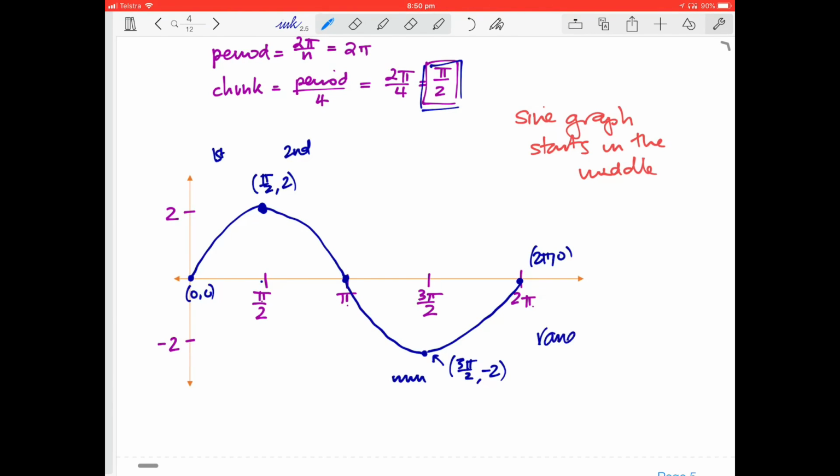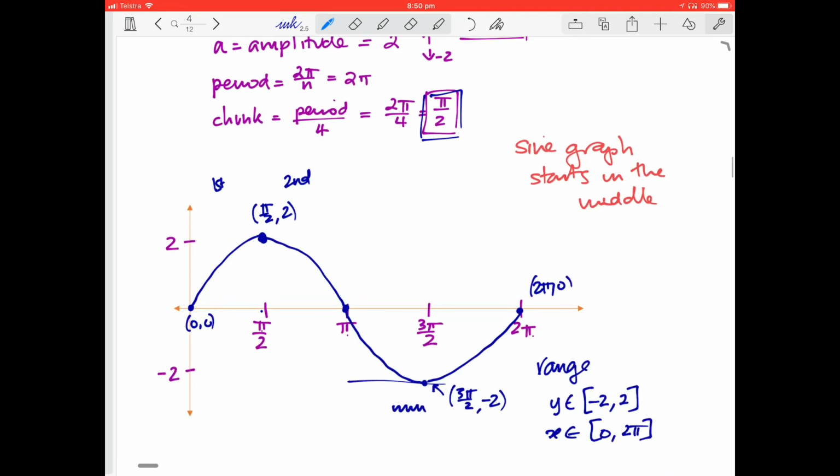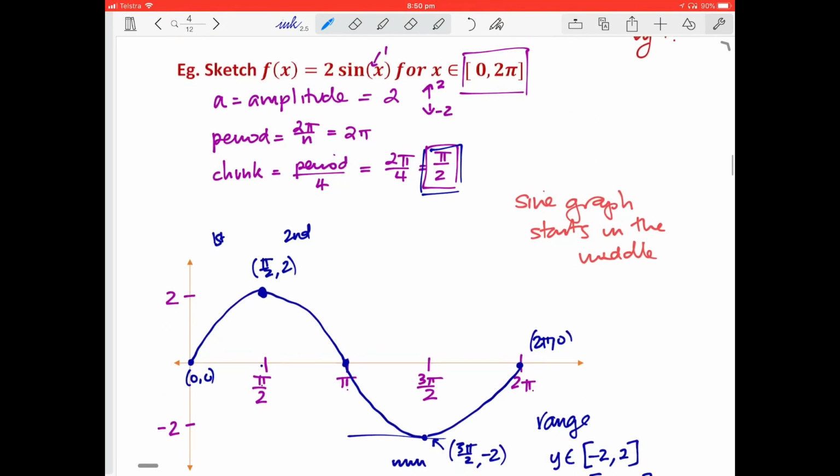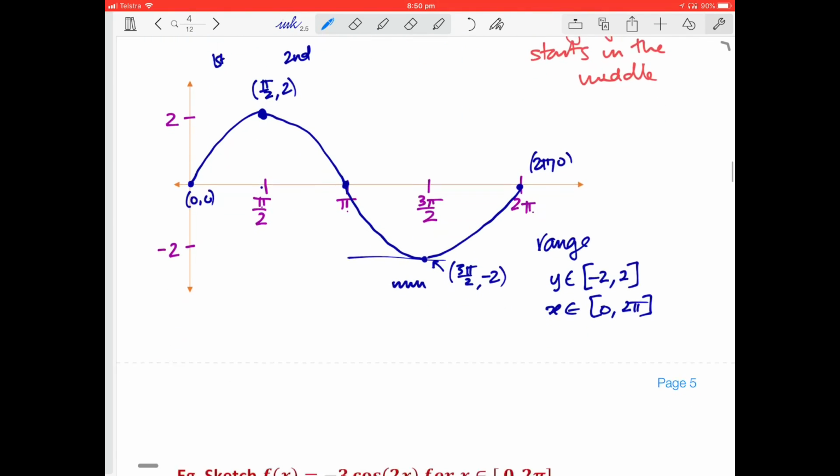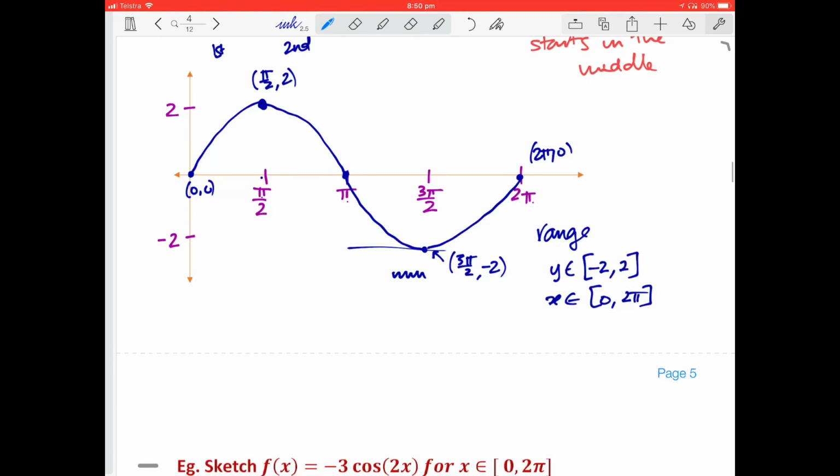Our range is y as an element of negative 2, because that's my lowest value, up until my highest value, which is 2. Our domain was given to us in the question. That's from 0 to 2 pi. So there's our first sine graph. It has an amplitude of 2, a period of 2 pi, and that's it.